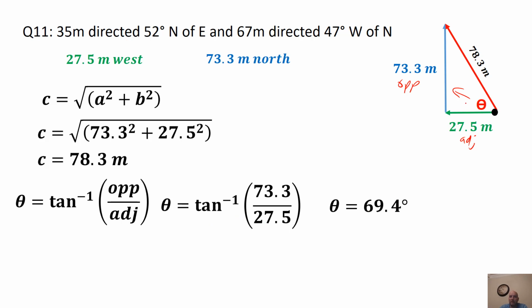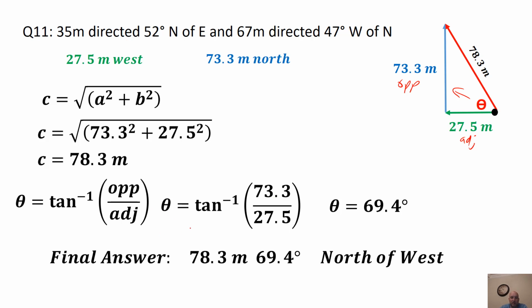So now with 69.4 in here, we're ready to do the final answer. The magnitude is 78.3 meters, 69.4 degrees. And in this case, we are going out of the west. As a baseline, we're going north of west. And so this is your final answer, or the complementary would be 78.3 meters, 20.6 degrees west of north, would be right as well.